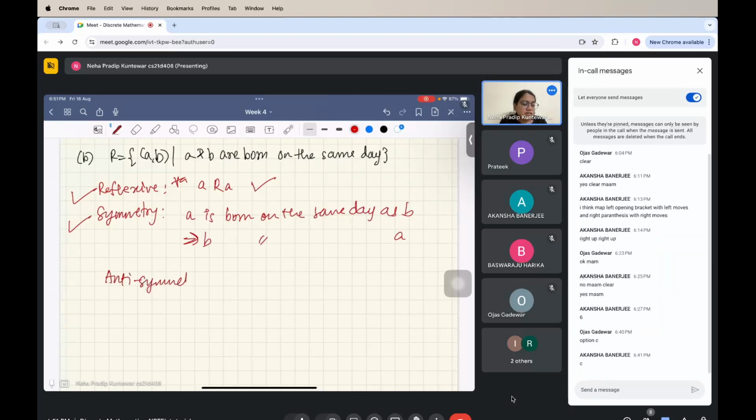So this is indeed a symmetric relation, and if it's symmetric, it can't be antisymmetric at the same time, because if A is born on the same day as B, then B can't be not born on the same day. So, clearly this is not antisymmetric.